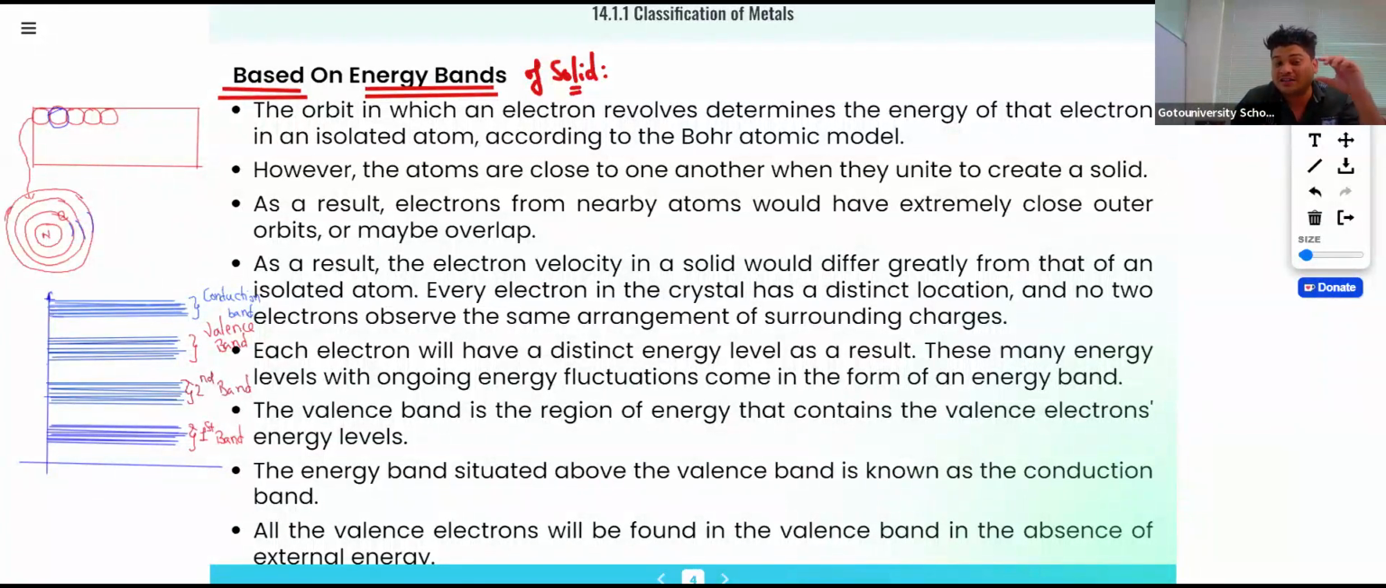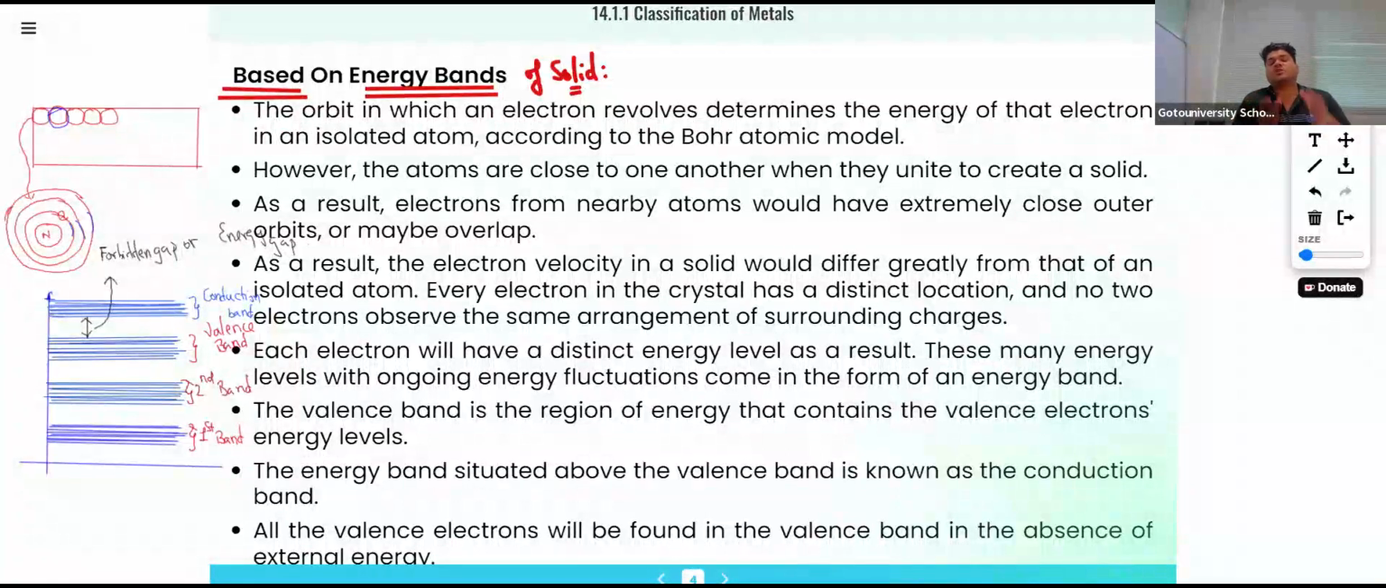And once again, listen to me. The distance between the conduction band and the valence band is known as the forbidden gap, or you can say energy gap. The distance between the conduction band and valence band is known as the forbidden gap or energy gap.